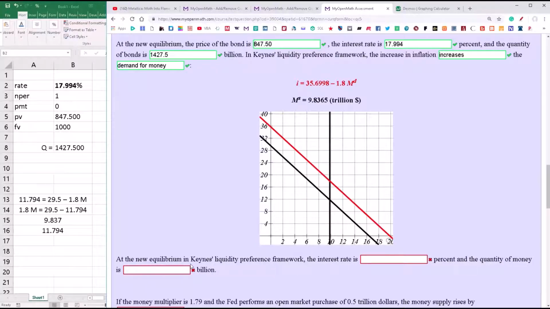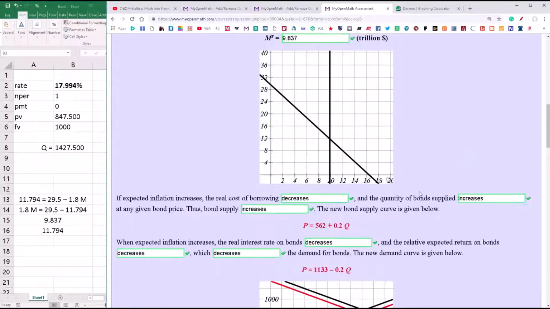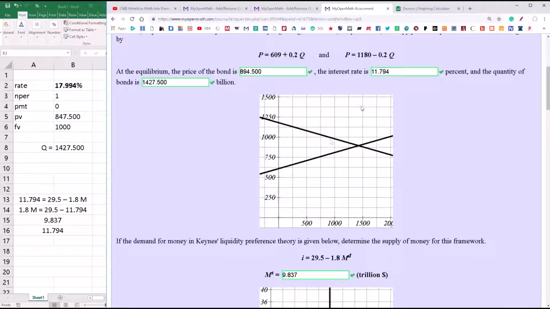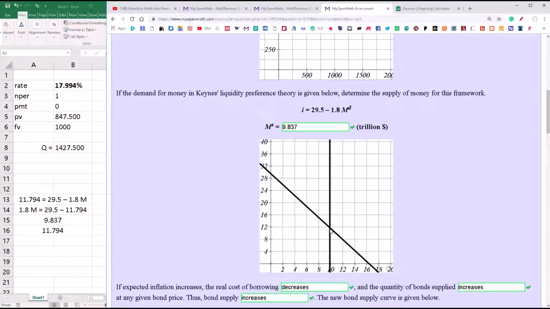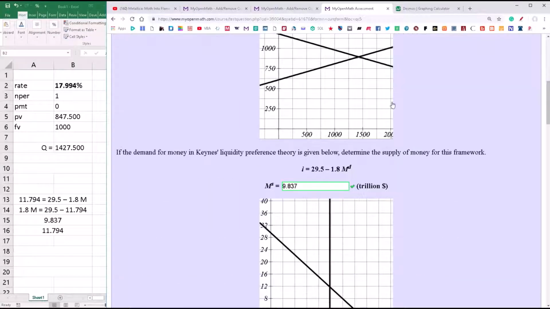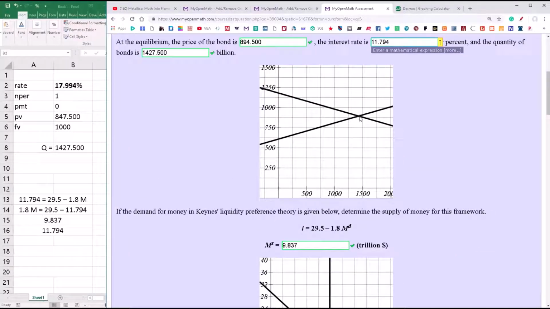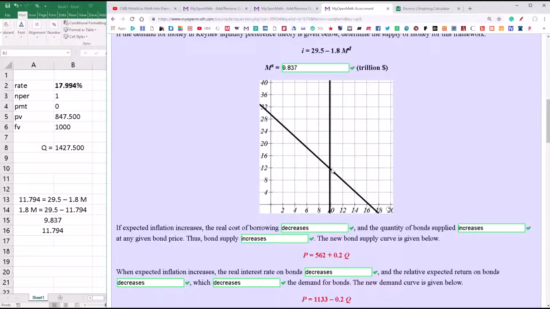Okay, at the new equilibrium in Keynes' liquidity preference framework, the interest rate is what? Well, if you remember, in the framework here, this interest rate was equal to the interest rate in the bond market. So this level here is 11.794, right? This 11.794 is determined by the intersection of demand and supply in the bond market, with the price being 894.5. That gives an interest rate initially of 11.794, which is this height here, right?